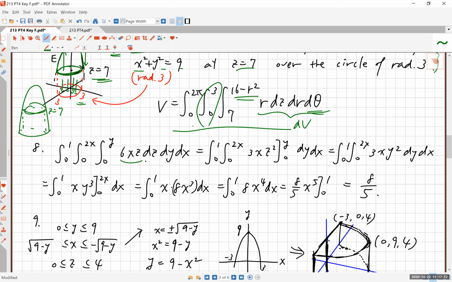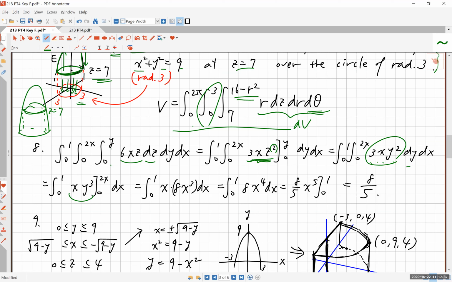6xz integrated with respect to z will give you 3xz squared, right? Because if you differentiate this with respect to z, you get 6xz. And then you plug in y and 0, and so this becomes 3xy squared minus 0, which is this. Now we integrate this with respect to y, and that becomes xy cubed.